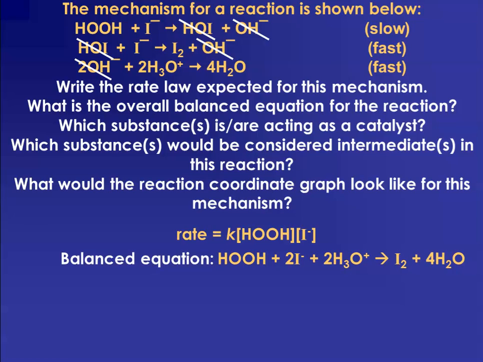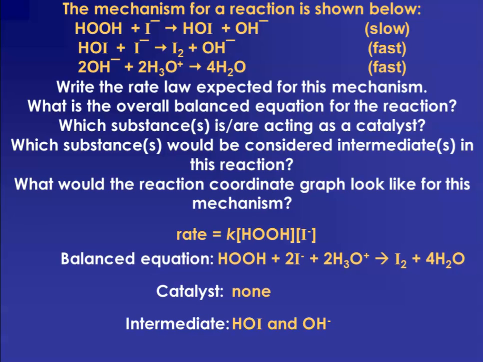Our intermediate for this reaction would be the HOI because it was made in the slow step and then consumed again in the first fast step. And we did not have any catalyst because we did not have any case where a reactant was consumed and then reformed in a subsequent step. I left out OH, I'm sorry. OH would also be an intermediate. Hydroxide is an intermediate in this particular mechanism because it is made in the slow and the first fast step, but then they are both used in the last fast step.